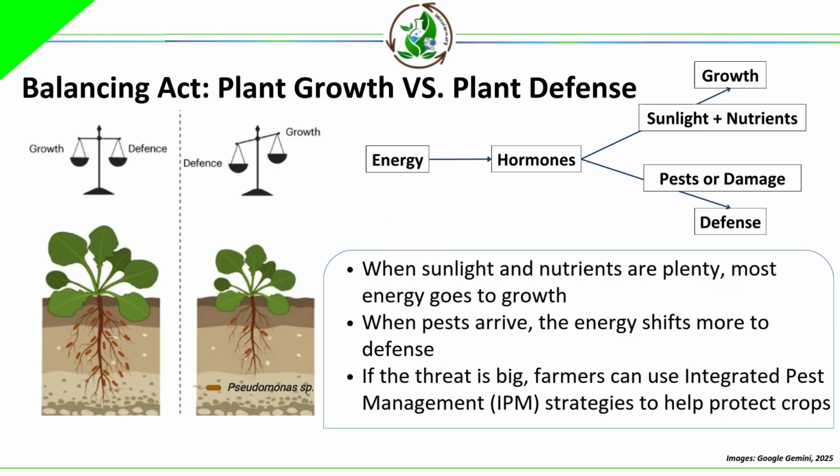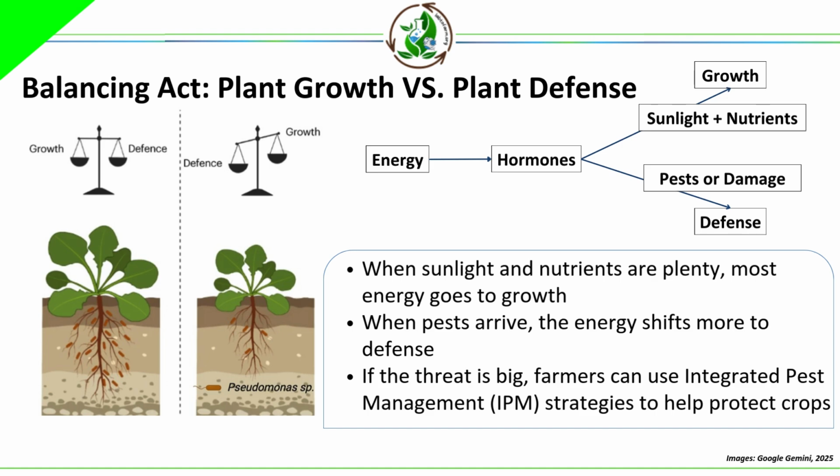When resources are abundant, energy goes to growth, building biomass and producing seeds. But when pests attack, hormones trigger a defense mode. Energy shifts toward making toxins, strengthening cell walls, or sending chemical signals to attract allies, such as predatory insects. This balance is influenced by the environment, the type of pest, and the plant's own genetics. Farmers can tip the balance in the plant's favor through smart management practices, such as integrated pest management, reducing the need for chemical pesticides.